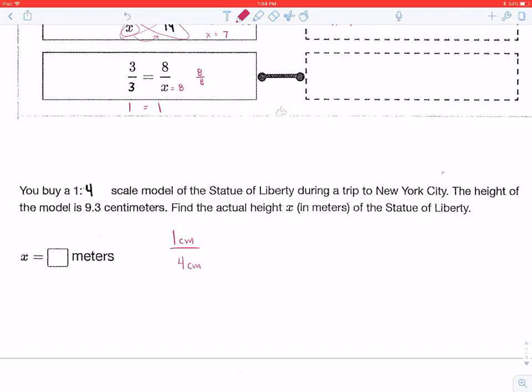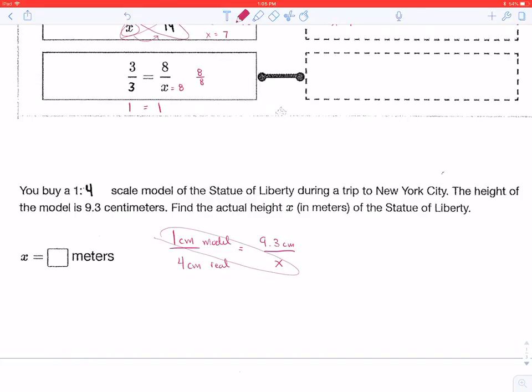Now, I changed the numbers around, so this isn't very realistic, but we still use the same technique. 1 centimeter in the scale equals 4 centimeters in real life. And so then we're told that the height of the model is 9.3 centimeters. So I'm going to change this word scale here to model. So if the model is 9.3 centimeters, then we need to figure out how much is the real life Statue of Liberty, which you would do by solving for x.